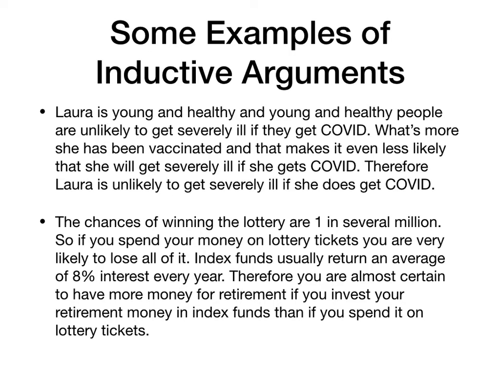index funds usually return 8%, but you might retire right after there's a massive depression. The stock market might fall by like 20 or 30% or something. You might lose a bunch of money. It's really unlikely. Even if the stock market falls right before you retire, the interest from the other years will probably balance it out, but it's not a sure thing, right? There is some chance that the conclusion is false, even if these premises are true.